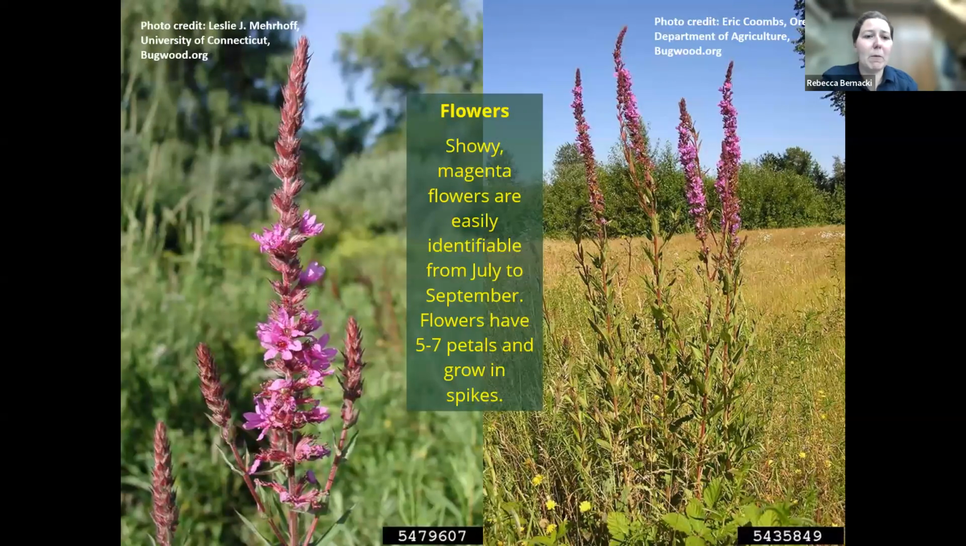Purple loosestrife does have a showy magenta flower that's easily identifiable from July to September, so purple loosestrife should just be starting to flower around now. The flowers will have 5 to 7 petals. Those 5 to 7 petals are really important to remember as we talk about a lookalike in a few minutes here. And the flowers will grow in these flower spikes.